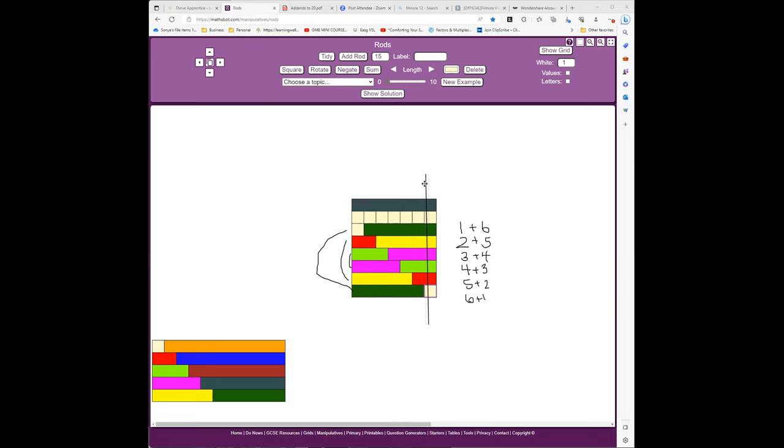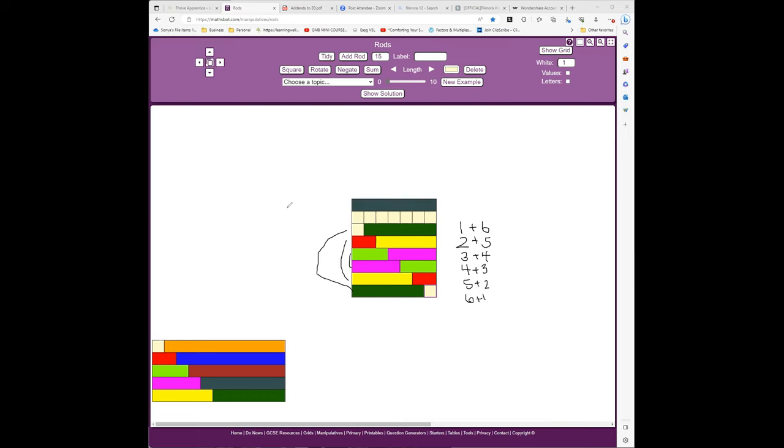And then I get 4 plus 3. And then I get 5 plus 2. And then I get 6 plus 1. Now this gives me a clue about how addition works. I can regroup however I want, and it doesn't change the total.